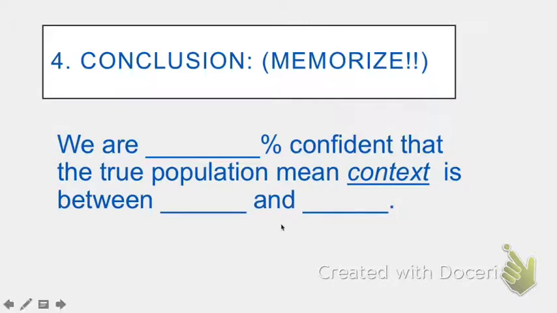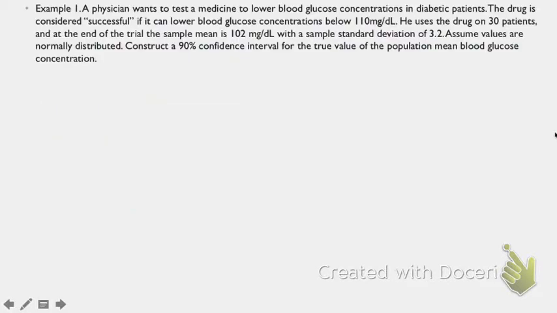Okay, let's try one example together, then you are going to be free to do the rest on your own. Okay, I want you to read this and then highlight the important numbers. Circle the important numbers.